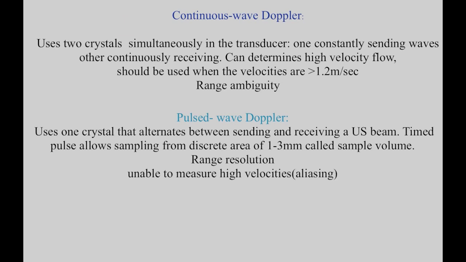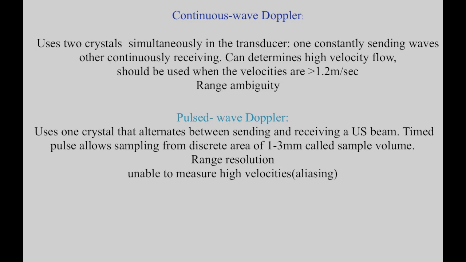The way that continuous wave Doppler works is that it uses two crystals simultaneously in the transducer. One is constantly in receiving mode and one is constantly sending. This allows it to determine higher velocities of flow and should be used whenever velocities are greater than 1.2 meters per second. However, because it's always sending and receiving, we get a phenomenon referred to as range ambiguity, which means that you cannot tell exactly where along the line of blood flow the velocities are the highest.